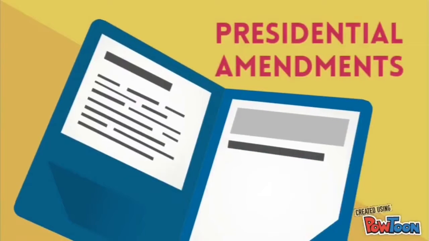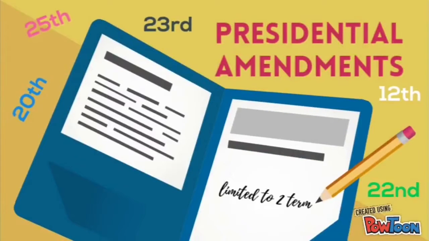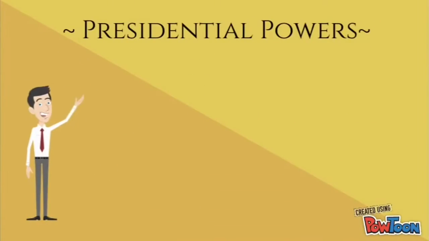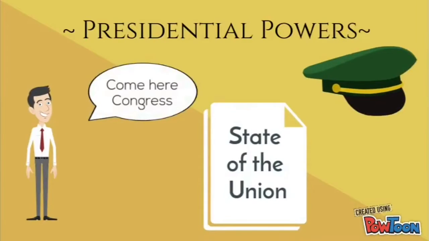There are 5 different presidential amendments that have to do specifically with the presidency. The president has powers, like appointment power of ambassadors and federal judges, the power to convene Congress, the power to make treaties with Senate approval, the power to veto, the power to preside over military, which is his commander-in-chief role, and the power to pardon.